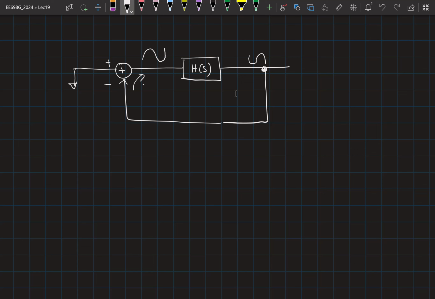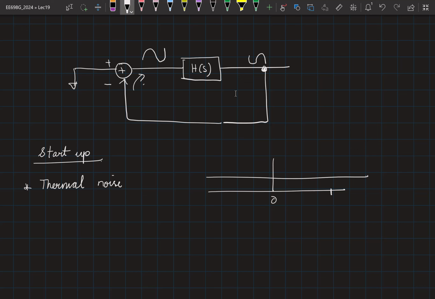So let's come to that. Almost all circuits you take will have thermal noise, right? How does the thermal noise look? It is white, which means it has power at all frequencies, including the oscillation frequency of interest. So provided that it has some small power around omega naught, the circuit will be able to take care of the rest and settle into an oscillation at omega naught.